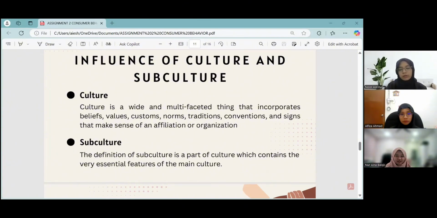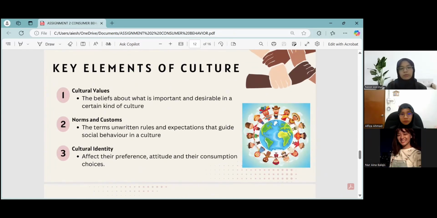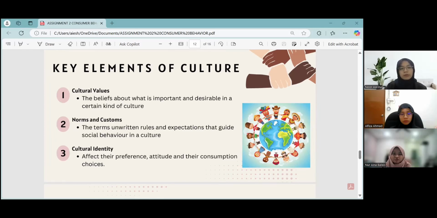Next, I will explain about the key elements of culture. So I will start with the cultural values. Cultural values are a core belief about what is important, shaping attitudes and preferences toward products and brands. Example, collectivism versus individualism.